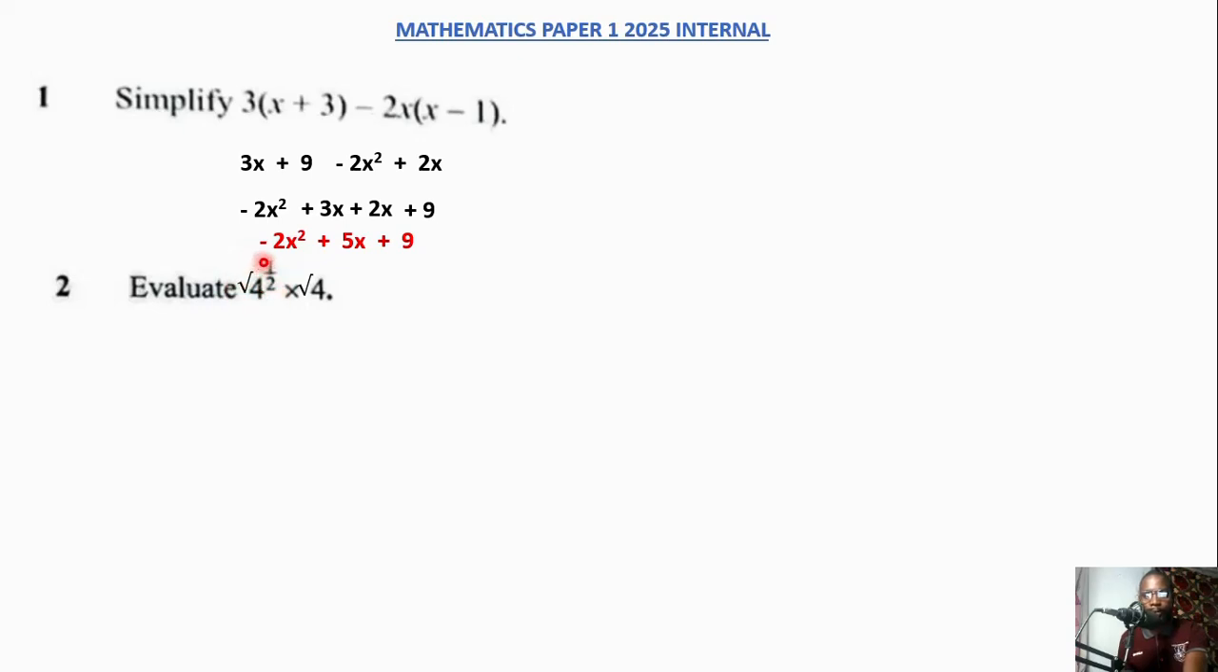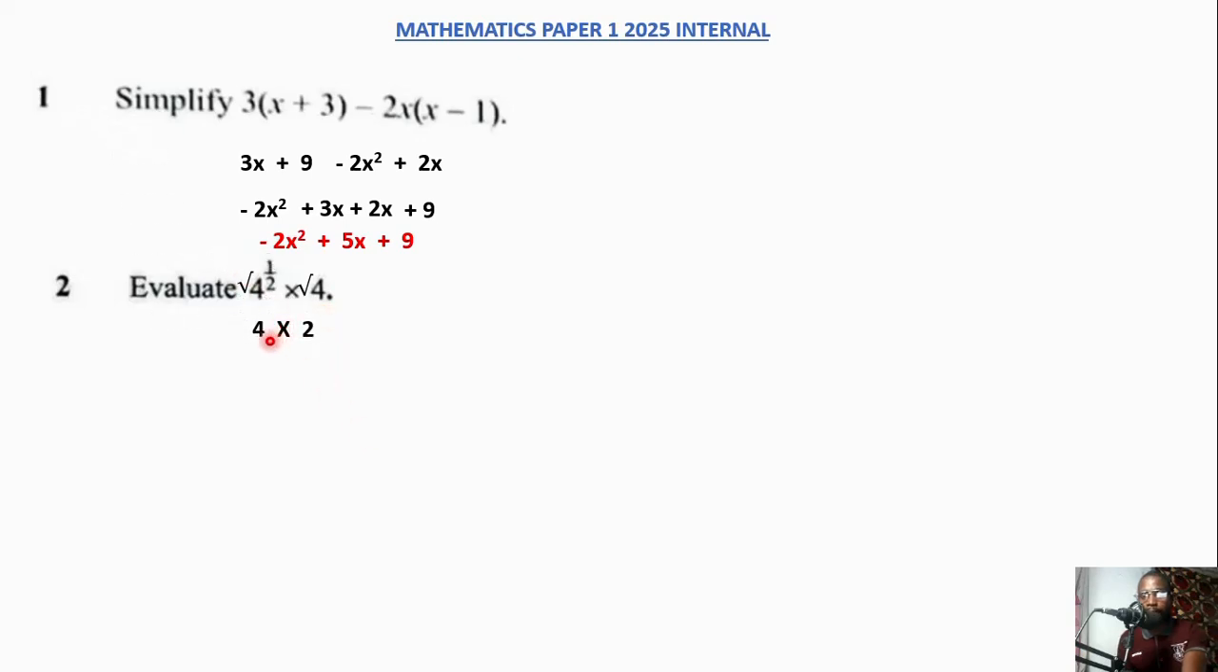So when this square root cancels with this one, 4 will just remain alone here. Then what is this here? We don't have a power here, so we find the square root of 4. Take note, we find the square root of 4. So what is the square root of 4? The square root of 4 is 2. And we have something like this.